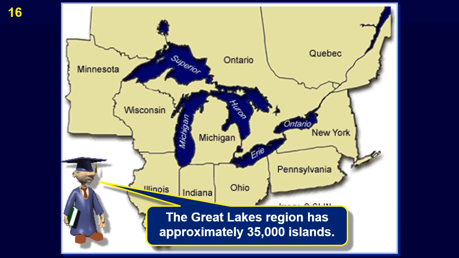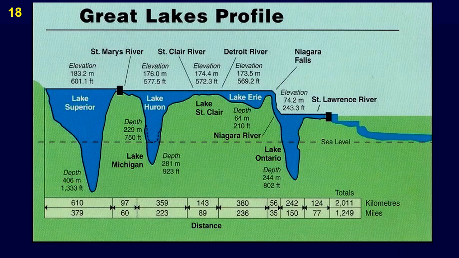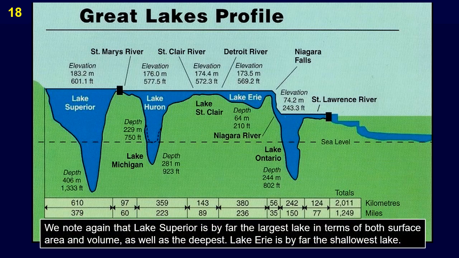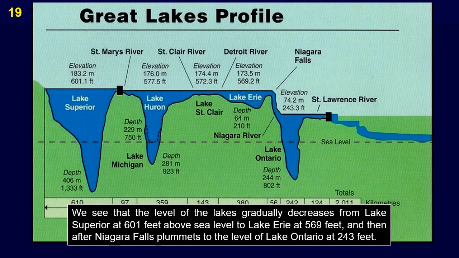The Great Lakes region contains not only the 5 main lakes themselves, but also numerous minor lakes and rivers, as well as approximately 35,000 islands. We note again that Lake Superior is by far the largest lake in terms of both surface area and volume, as well as the deepest. Lake Erie is by far the shallowest lake. We see that the level of the lakes gradually decreases from Lake Superior at 601 feet above sea level to Lake Erie at 569 feet. And then after Niagara Falls plummets to the level of Lake Ontario at 243 feet.